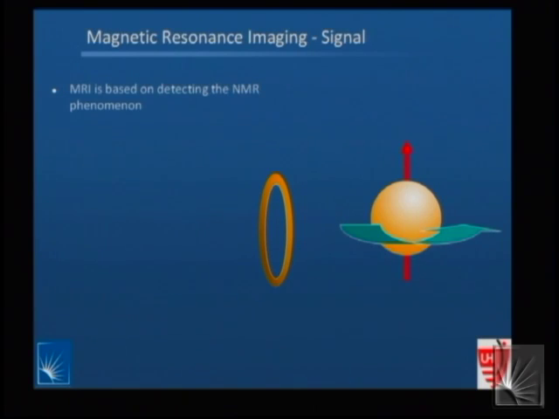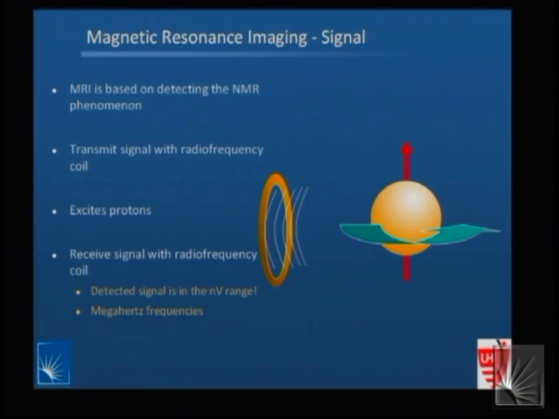Basically, MRI is based on detecting the NMR phenomenon. That is, inside the water molecule are 2 protons, 2 hydrogen nuclei, each with a little magnetic moment. And by transmitting a radio frequency signal through a coil into the body, the proton absorbs that radio frequency energy, it excites the protons, and we'll get into more detail on this, and they then re-emit that signal back to us.